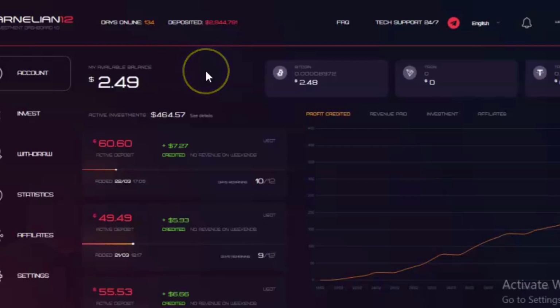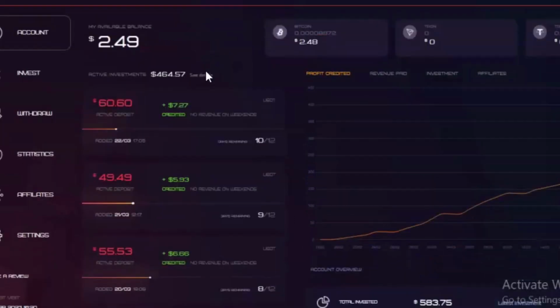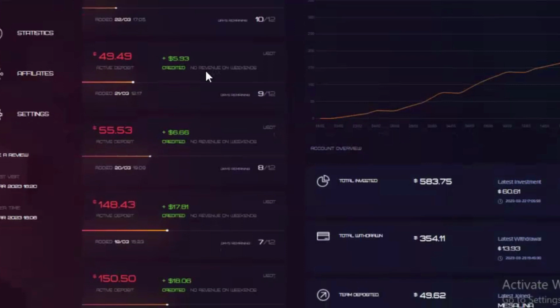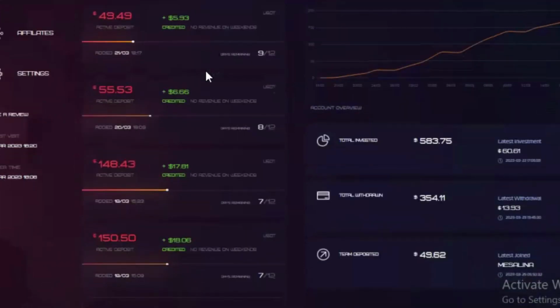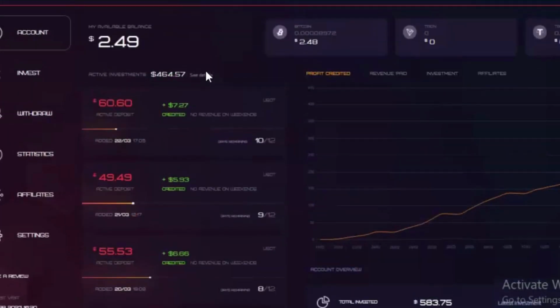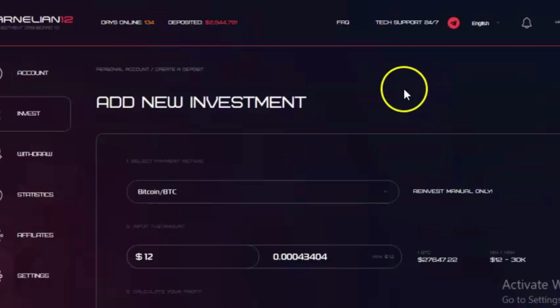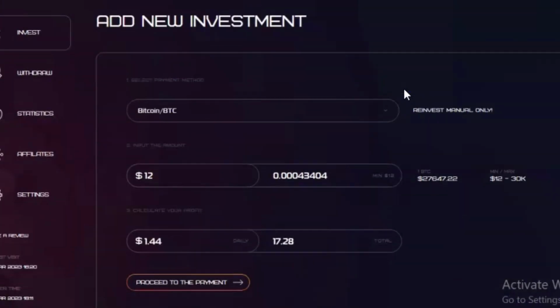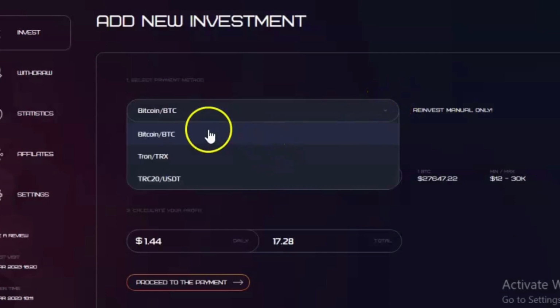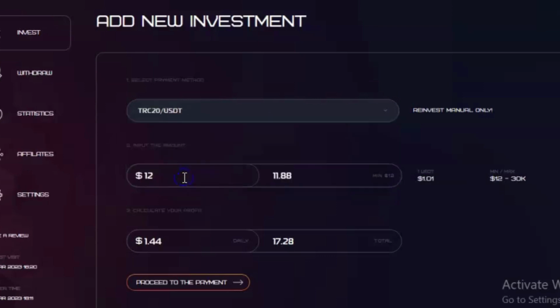We're now inside my Carnelian12 account, where we need to initiate the movement of funds from Binance into Carnelian12. What we need to do is click on this invest option, and the investment page will open. In this investment page, depending on the type of cryptocurrency we are trying to invest into Carnelian12, we identify it here, if it's BTC or if it is TRS or if it is USDT. Let's assume it is USDT.